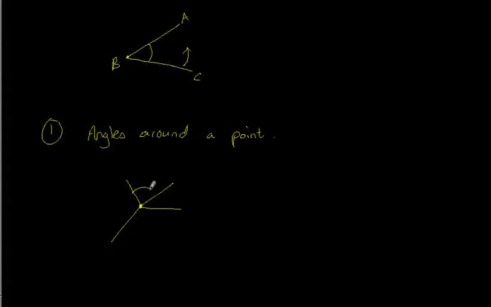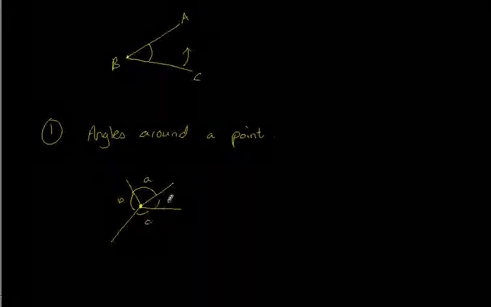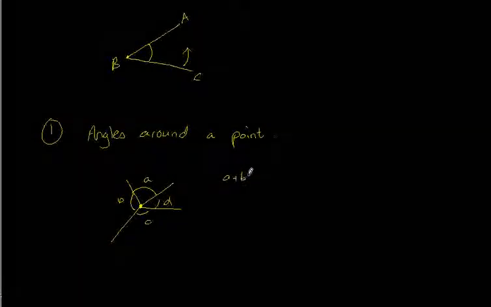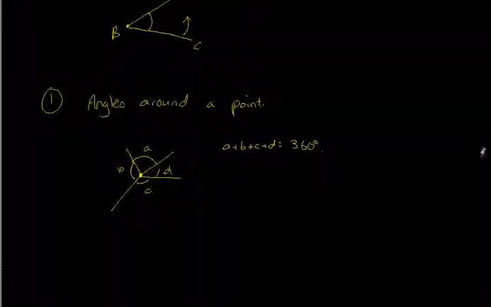So an angle is formed between these two lines, between these two, and these two. Call these angles A, B, C, and D. By this law, if you add all these angles together, A plus B plus C plus D, you would get 360 degrees. This is the first law. Angles around a point add up to 360 degrees.